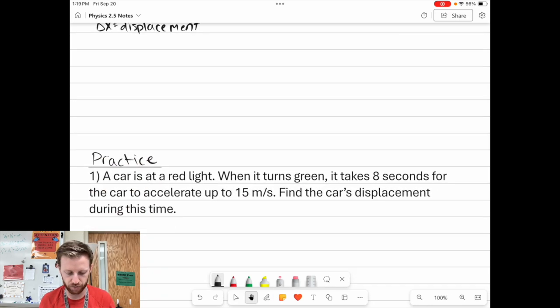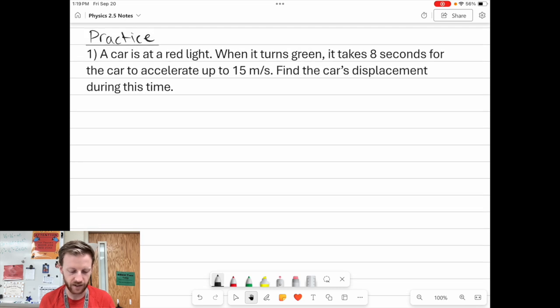So let's look at this first practice problem here. It's exactly like our one before, but we're going to shift a little bit up in what needs to go on. So the car is at the red light. When the light turns green, it takes 8 seconds for the car to accelerate to 15 meters per second. Find the car's displacement during that time. All right, let's figure it out.